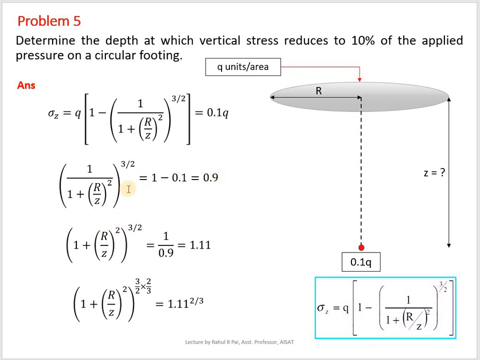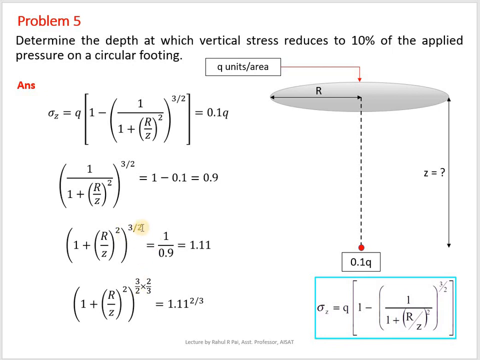Or you can take the other way. E 1 by 1 plus r by z the whole square, the whole raised to 3 by 2, take to the right hand side. Then you get 1 by 0.9. This 0.9 will come to the left hand side. So in terms of just simple algebra, nothing complicated, you will get 1.11.